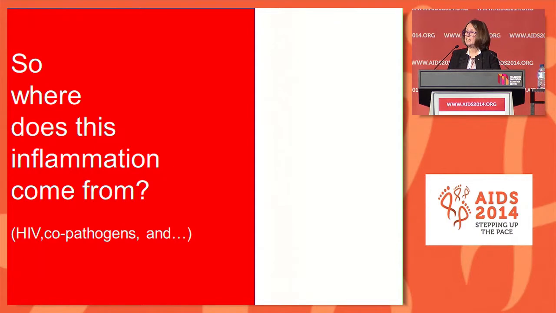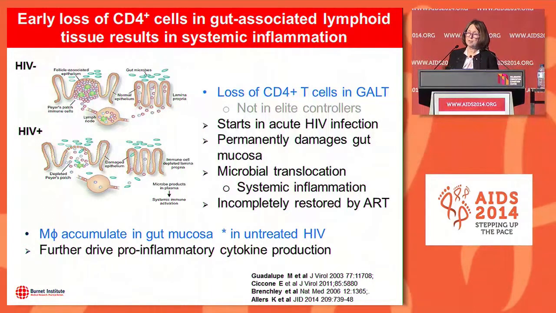You're going to hear a little bit in the next talk from Peter about HIV and co-pathogens, but what I want to talk to you about is that there is a profound loss of CD4 positive T cells from the gut-associated lymphoid tissue. This starts in early HIV infection and results in a permanently damaged gut mucosa. It allows the translocation of LPS and other microbial products across this leaky gut and results in systemic inflammation. All this is incompletely restored by ART. In fact, there's a lot of residual damage to the gut that persists through the course of HIV infection.